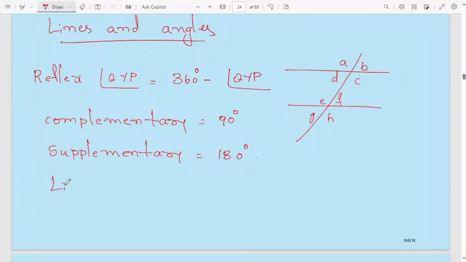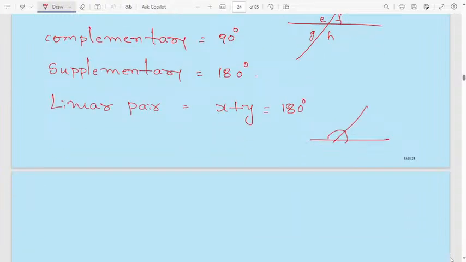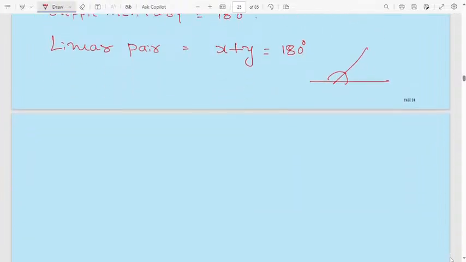Then what is meant by a linear pair? We will use all this when solving problems based on lines and angles. Linear pair means the sum of the two angles is 180 degrees. Angle E plus F is 180 degrees. Angle A plus B is 180 degrees. Like this, we consider these angles as a linear pair. These are the important points you have to remember.